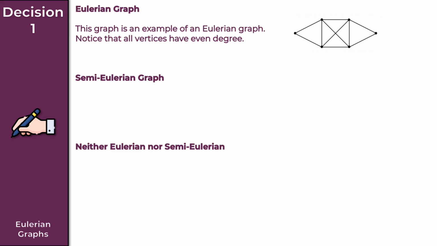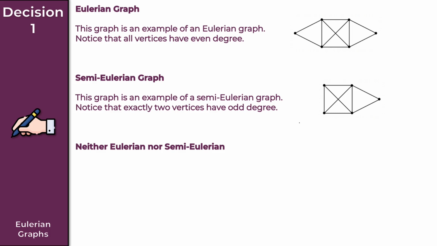For the next situation, we have a semi-Eulerian graph. Notice that exactly two vertices have odd degree. This vertex has degree 3, and the same is true for this vertex, so these two vertices are odd. This vertex has degree 4, the same is true for this vertex, and this vertex has degree 2. So we have exactly two vertices with odd degree, and that makes this graph a semi-Eulerian graph.